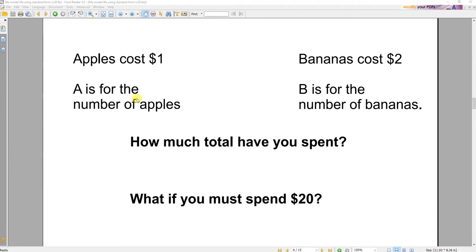So for this situation, we know that 1A plus 2B equals $20 total. $1 times the number of apples plus $2 times the number of bananas equals $20 spent. This models that situation, that scenario. Okay, so let's get that into our notes. These are kind of hard notes to take today because it's a lot of words.